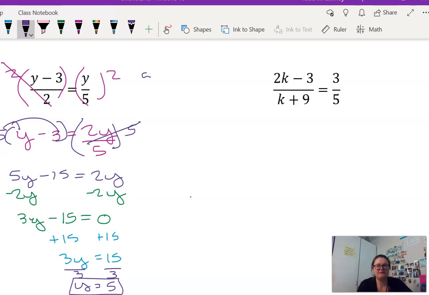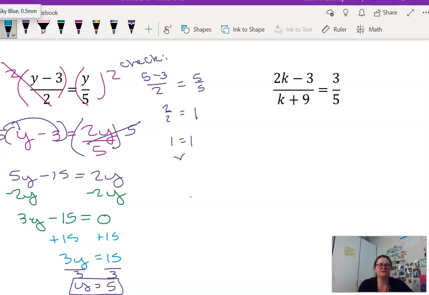And then just a quick little check up here. If we had 5 minus 3 over 2, does that equal 5 over 5? Well, 5 over 5 is 1, and 5 minus 3 is 2. So you'd have 2 over 2, which is also 1. So it does work out. Okay, so last example here. Kind of crazy looking. We have variable, like expression divided by expression equals fraction, but same process.